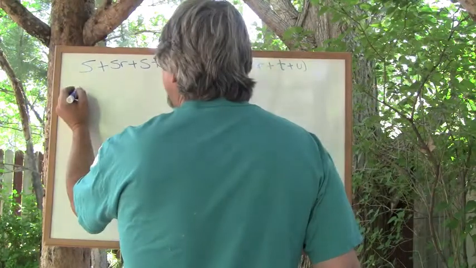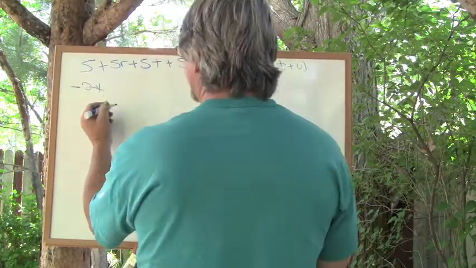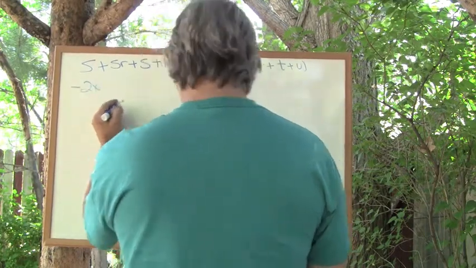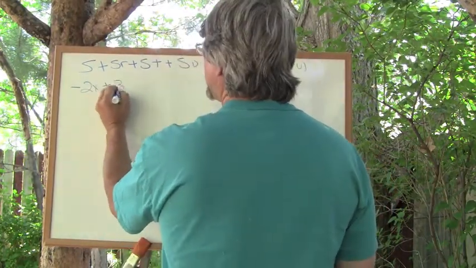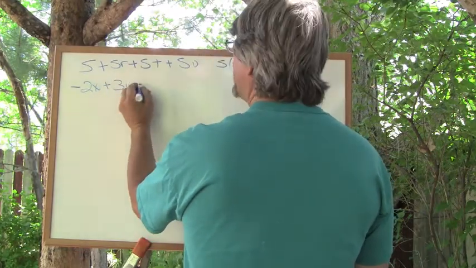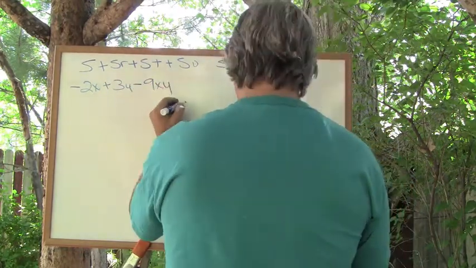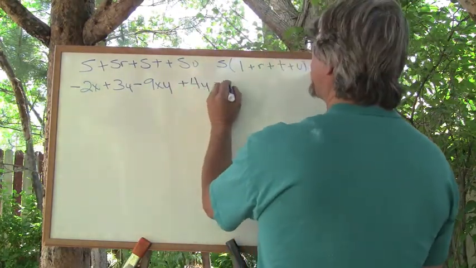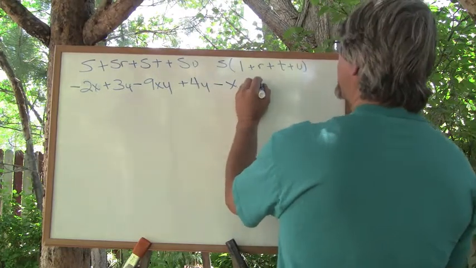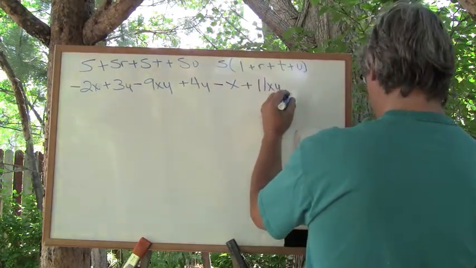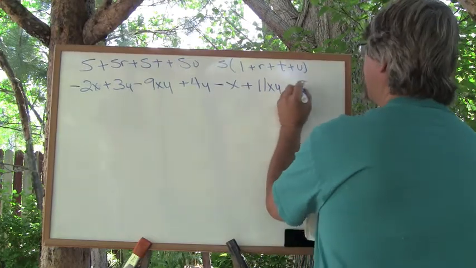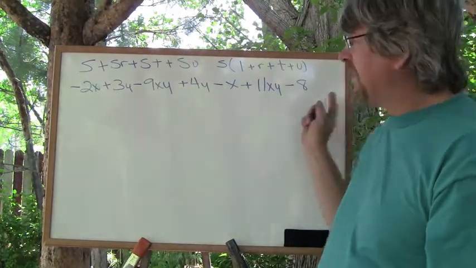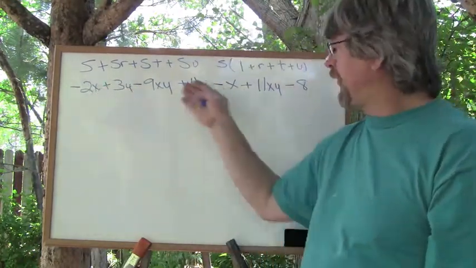Now, let's say we have minus 2x. Well, I got to write better, huh? Minus 2x plus 3y minus 9xy plus 4y minus x plus 11xy minus 8. Now here's another example where the variables are mixed in throughout with adds, subtracts, and so on and so forth.